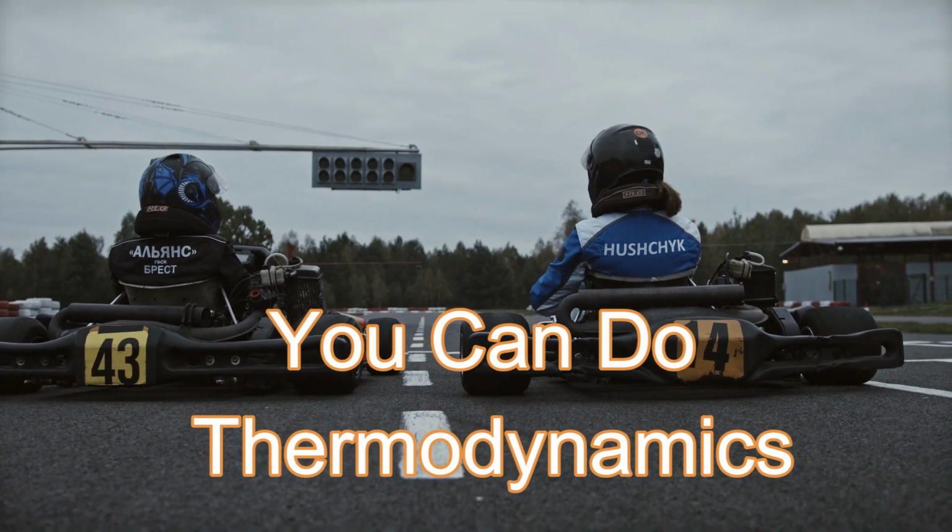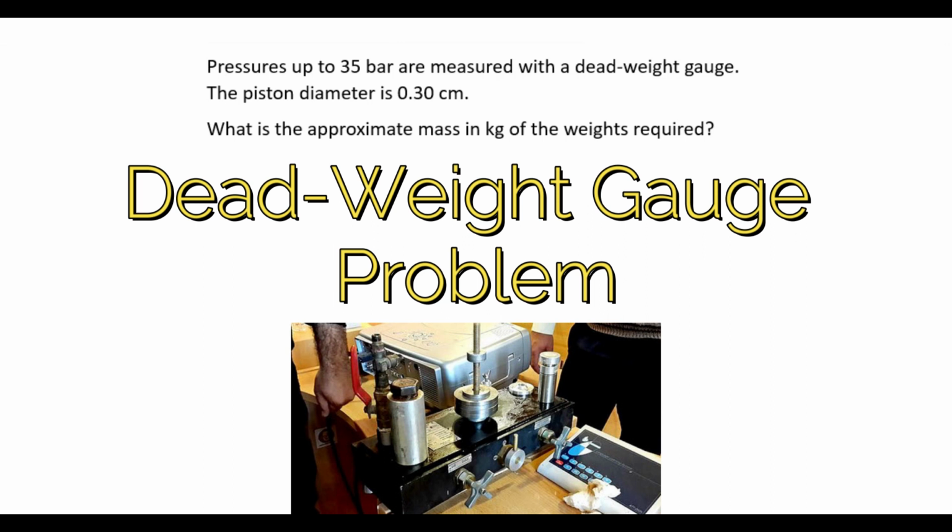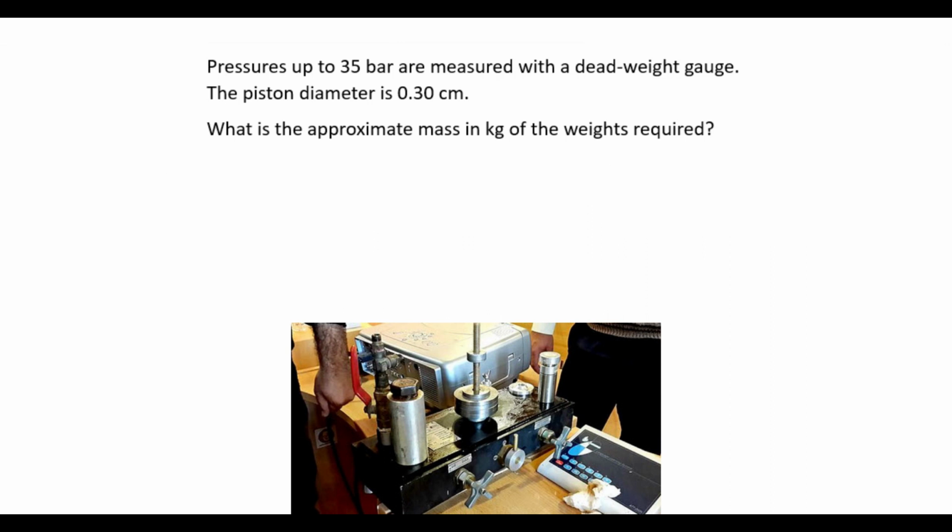You can do thermodynamics. Dead weight gauge problem. Pressures up to 35 bar are measured with a dead weight gauge. The piston diameter is 0.30 centimeters. What is the approximate mass in kilograms of the weights required?